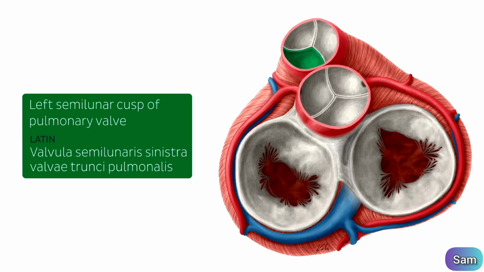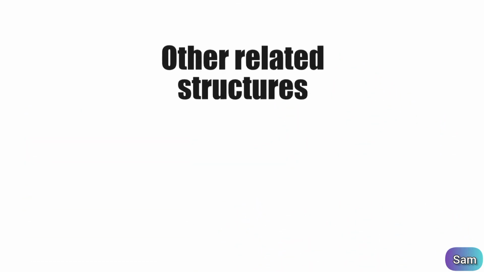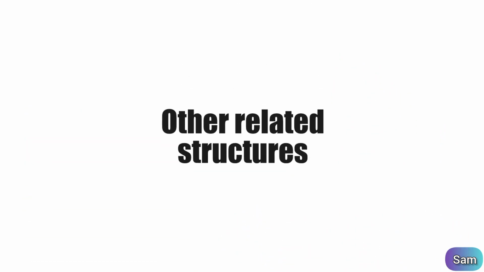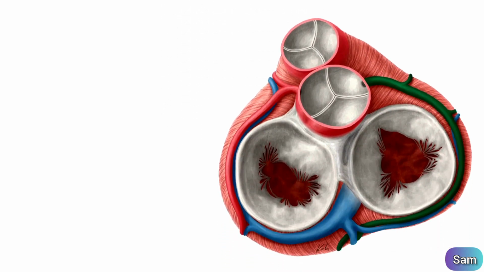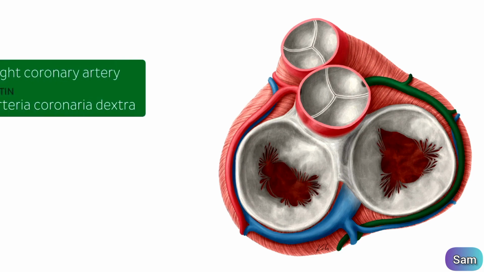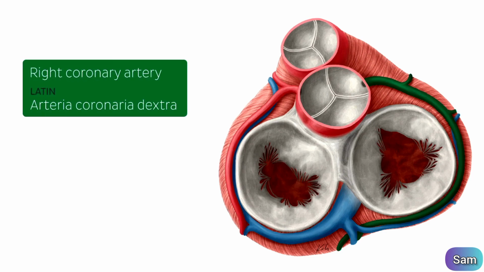Now that we've covered the different structures and different valves, I want to talk about a few structures that you find on these images so you can have a better idea of what you're seeing throughout these images. For now, we're going to be highlighting one structure that I mentioned before, which is the right coronary artery. Now, the right coronary artery is an artery originating above the right cusp of the aortic valve, as you can see on this image, and it travels down the right atrioventricular groove towards the crux of the heart.